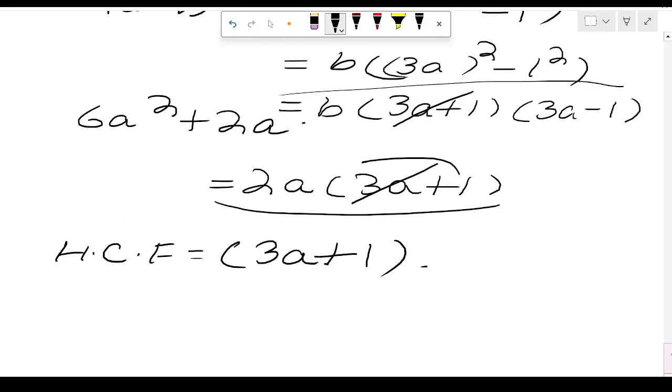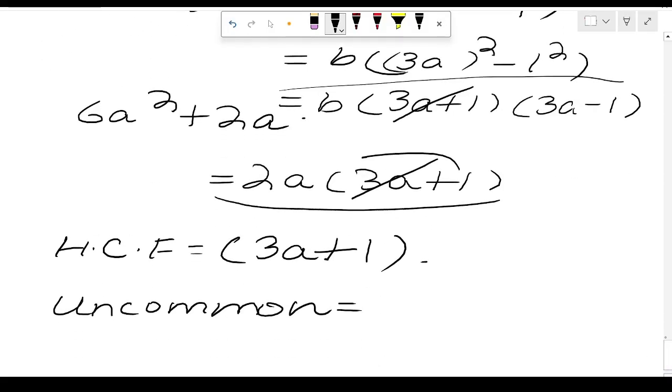Now I need to find the uncommon factors. To find the uncommon factors, the HCF which I just found will be divided by these both answers. So 3a plus 1 will be removed, so we will have b bracket 3a minus 1, and it will be multiplied with 2a. So in a sense we can just write 2ab bracket 3a minus 1. So this is what I have.